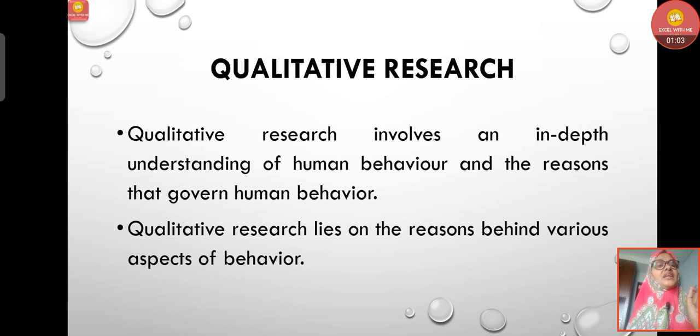Qualitative research involves an in-depth understanding of human behavior and the reasons that govern human behavior. Quality itself tells you we cannot see that quality, maybe the feeling, honesty, attitude. So whatever qualitative behavior we want to test in the subjects, we will do through qualitative research, that is in-depth understanding of human behavior. Now qualitative research lies on the reasons behind various aspects of behavior. What could be the reasons that we study about the human behavior?